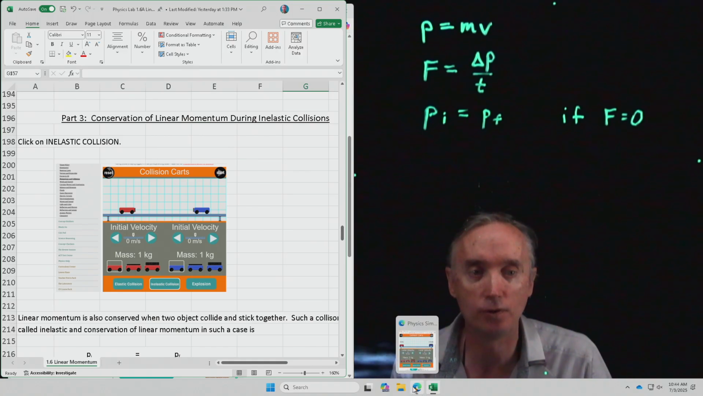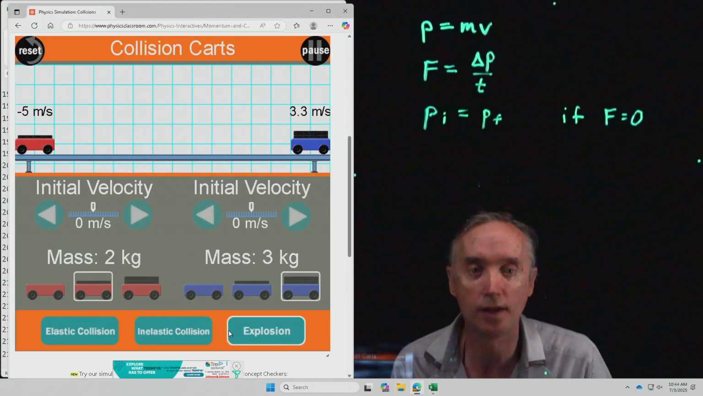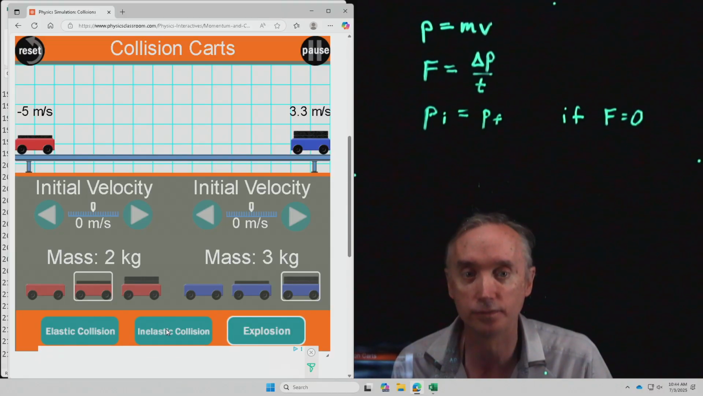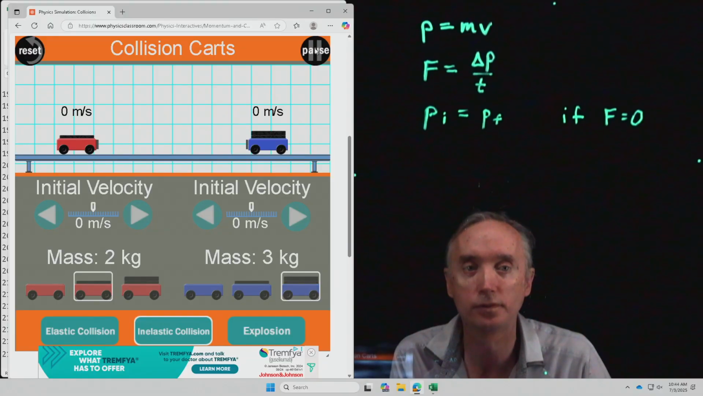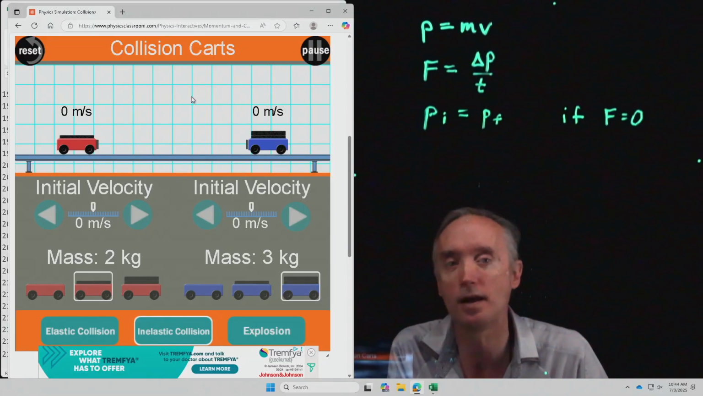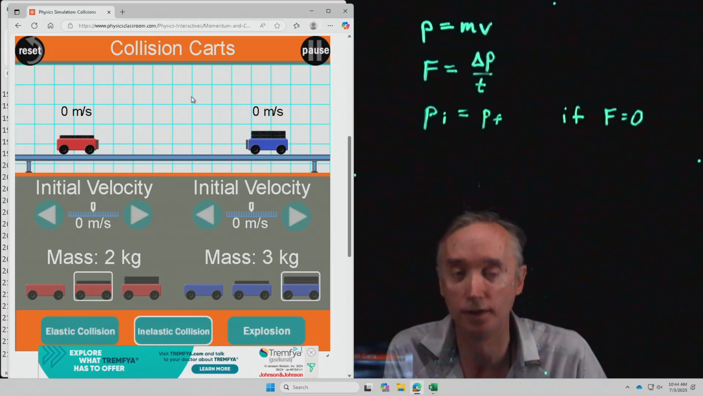So we're going to need to go back to the simulation here and click on inelastic collision. Okay, here's the two cars, and let's just show you what's going to happen. So I'm going to hit the start button. Oh, and nothing happens. Why do you think that nothing is happening? Because my initial velocities were 0. So they're just sitting there. So that was a pretty boring experiment.